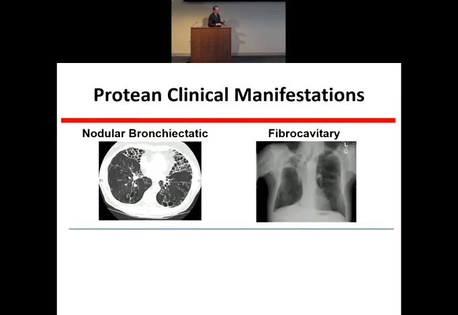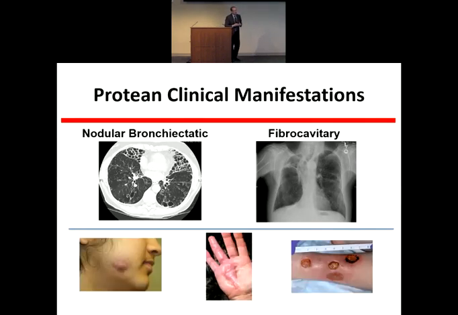So how do patients present? These are the two classic presentations: nodular bronchiectatic disease with right middle lobe and lingular bronchiectasis, and fibrocavitary, which looks like TB. It's upper lobe. They tend to occur in different individuals. The nodular bronchiectatic disease is typically in women, non-smokers, whereas the fibrocavitary is typically in men, smokers. There's definitely a lot of overlap with this.